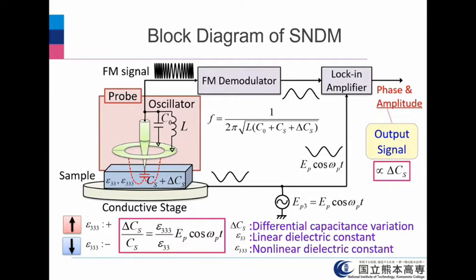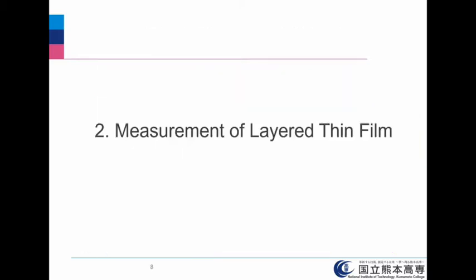We apply the electric field between the sample stage and the probe tip to generate the nonlinear effect. By detecting the frequency change with an FM demodulator and lock-in amplifier, we evaluate the capacitance change with applying the electric voltage. This is a block diagram. Next, I will show you measurement of layered thin film.